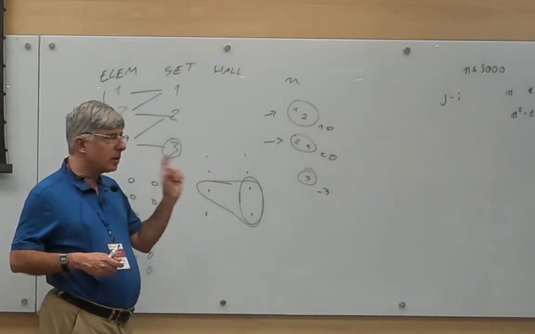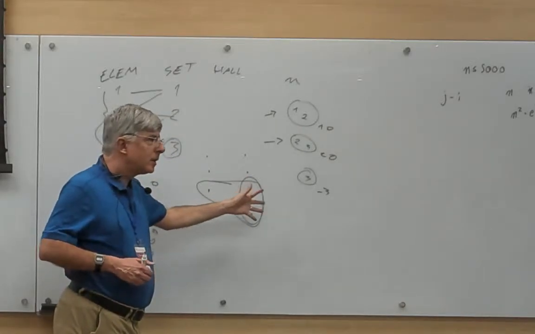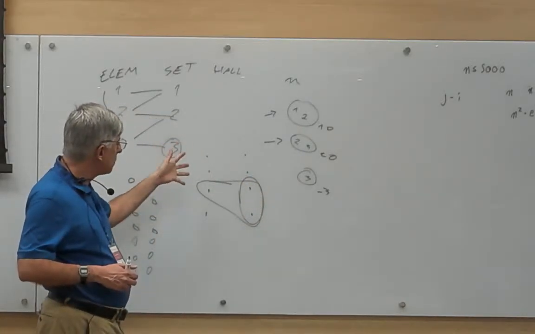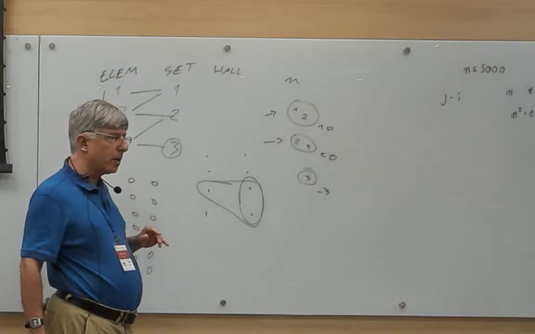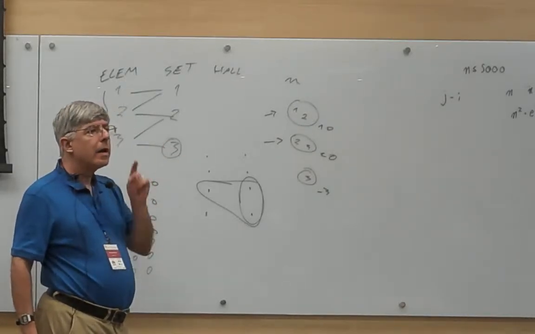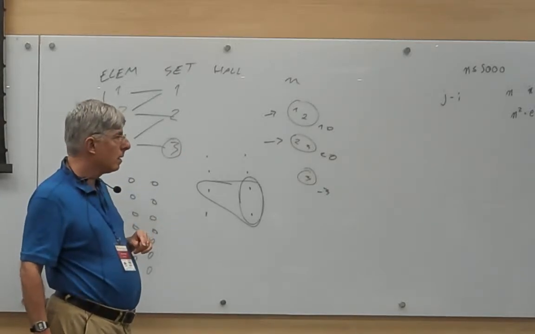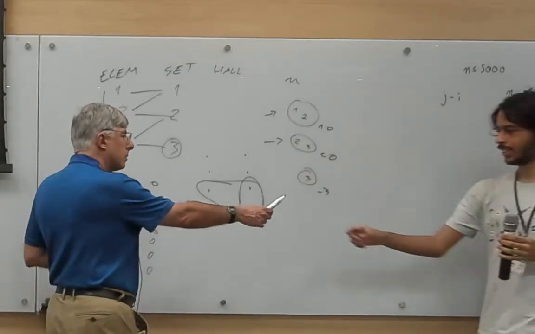Hall's theorem is saying that if every subset on this side sees at least as big a subset on the other side, which is necessary for there to be a perfect matching, in fact, there is a perfect matching. That's kind of what that is saying. Okay? And now I will retreat.